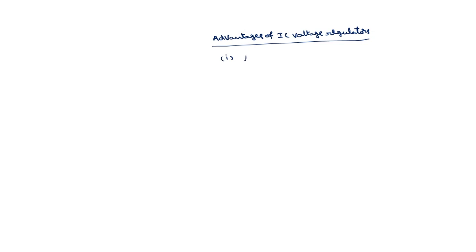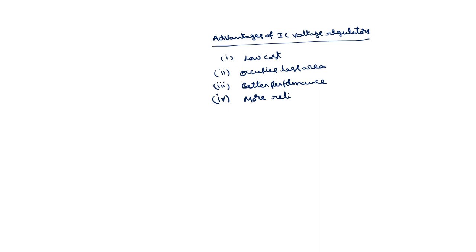The main advantage is low cost. And the second advantage is it occupies less area. Third one is it will give better performance when compared with the discrete type voltage regulator. And fourth advantage is more reliable. Because of these four advantages, the IC voltage regulators are very commonly used in many of the applications.